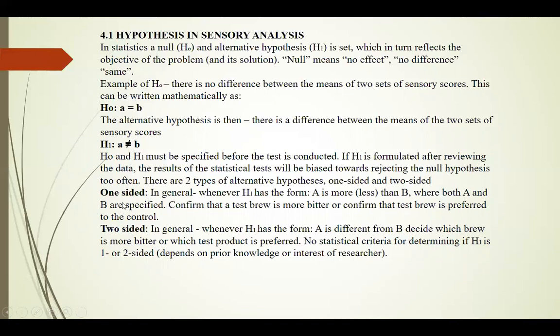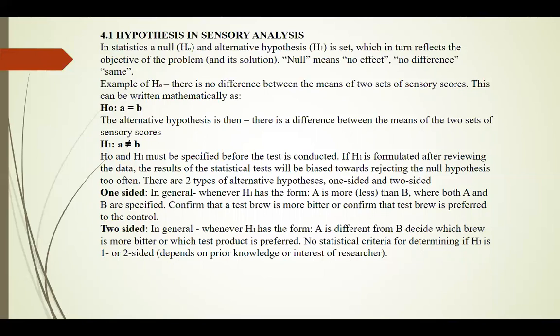So the alternative hypothesis is that there is a difference between the means of the two sets of sensory scores. H1 is A not equal to B, and it must be specified before the test is conducted. If H1 is formulated after reviewing the data, the results of the statistical test will be biased towards rejecting the null hypothesis too often.